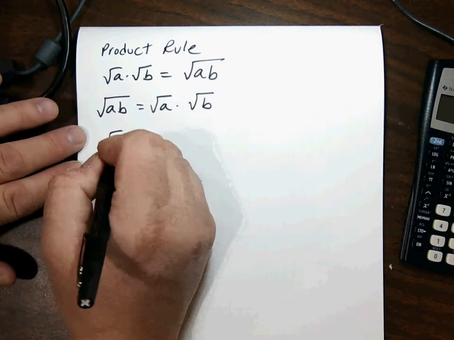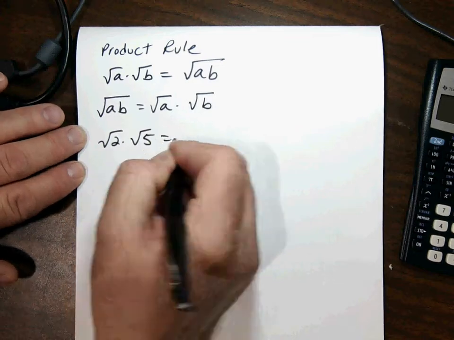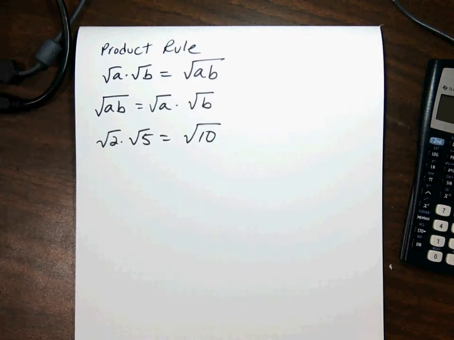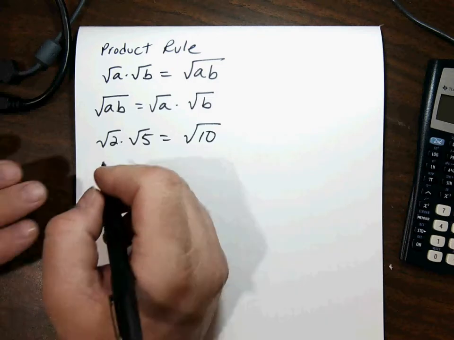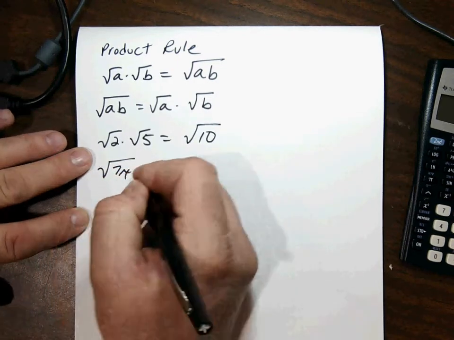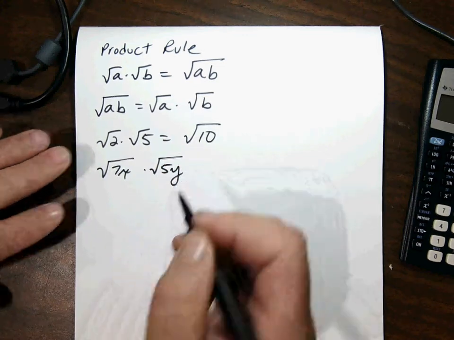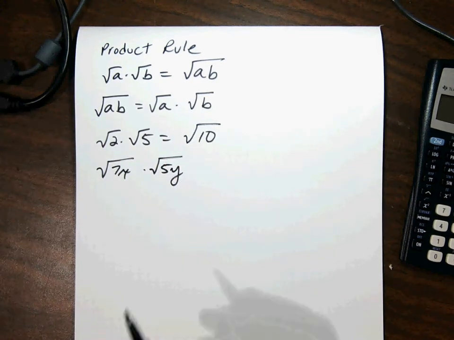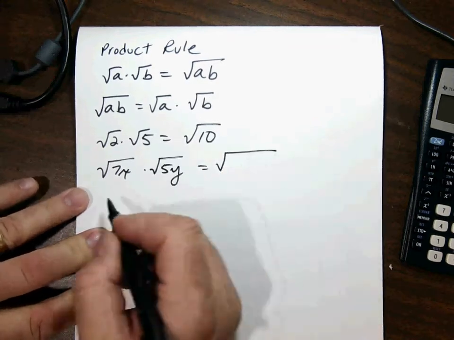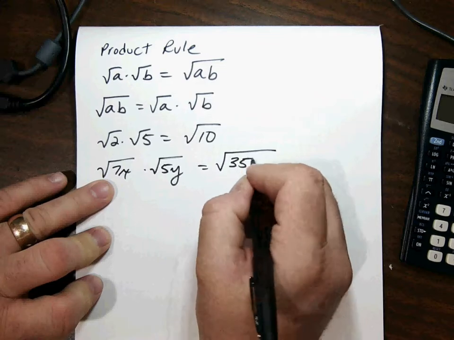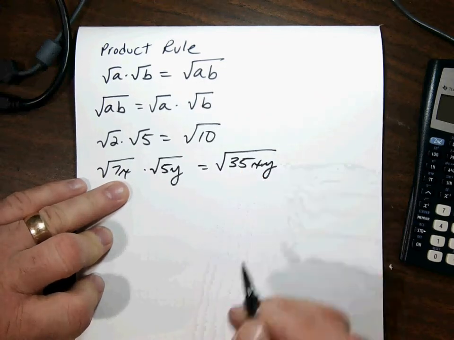Okay, radical 2 times radical 5 equals radical 2 times 5 underneath the radical, or radical 10. It works with x's, y's, and z's too. Radical 7x times radical 5y is equal to everybody together, one big happy family here. Well, the 7 and the 5, I can call it 35, and then xy.